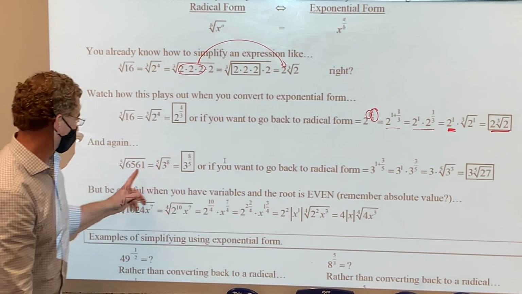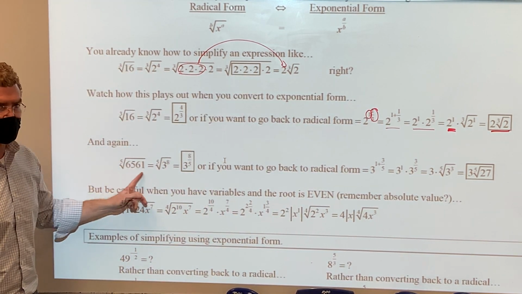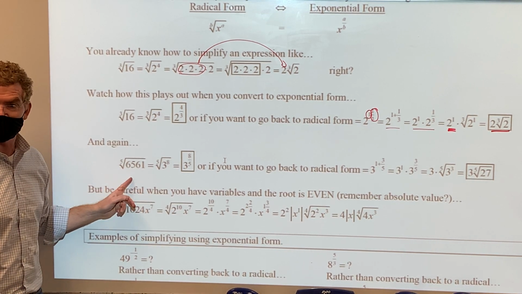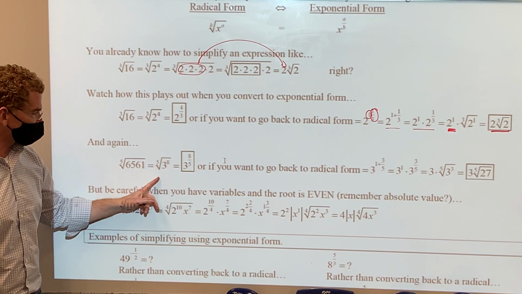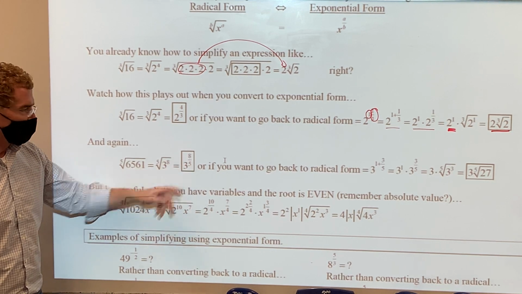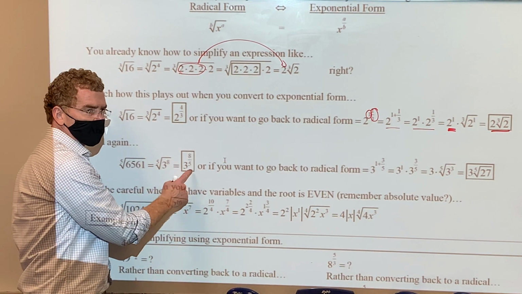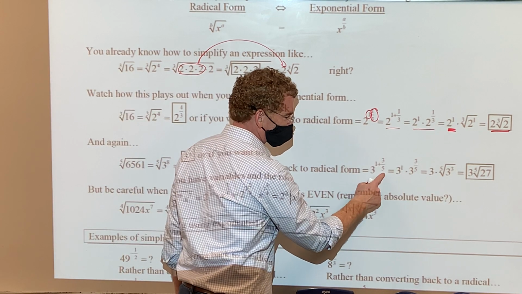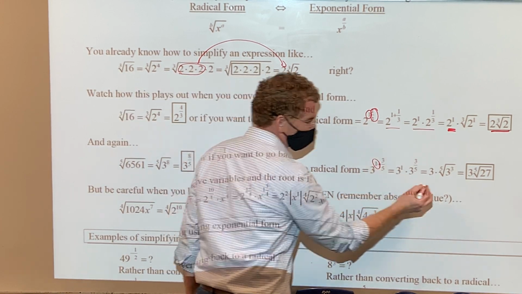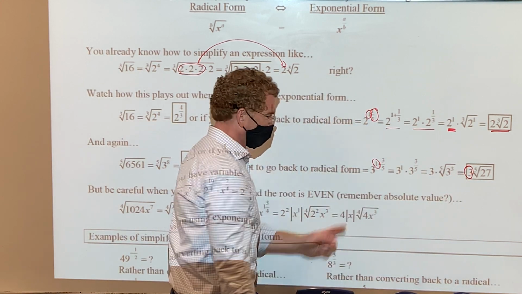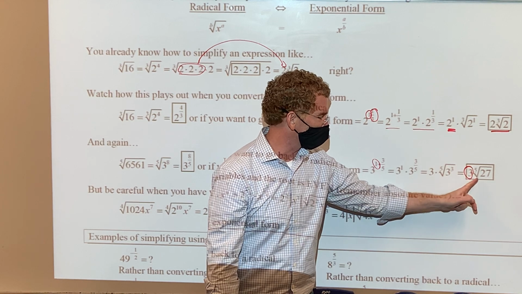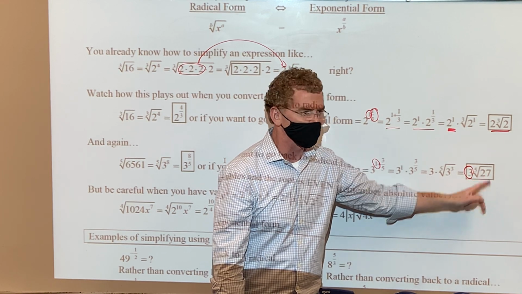So for problems like this, the 5th root of 6561, if you knew that from your powers quiz that it was 3 to the 8th, right? And that's the same thing as 3 to the 8/5. If I wrote that as a mixed number, that's 1 3/5. That means I'm going to have 1 3 on the outside and a 3 to the 3/5 power left over, or a 5th root of 3 cubed left over.